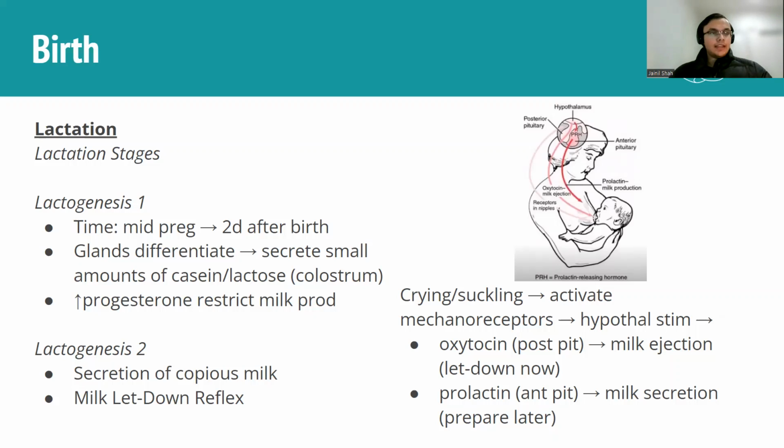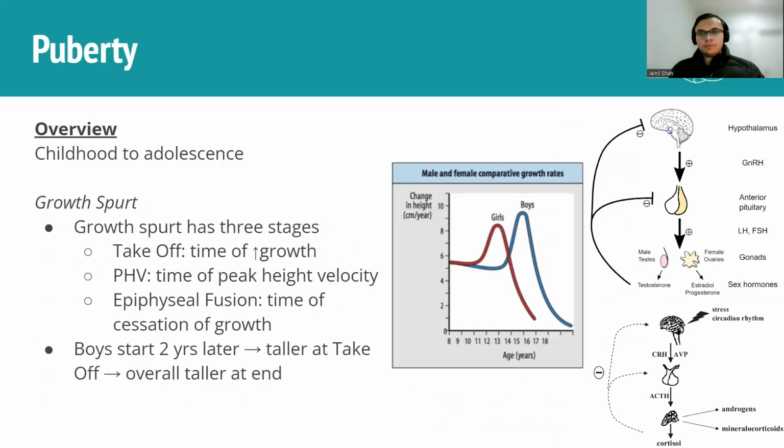And you have the milk letdown reflex, which is when the baby sucks on the nipple, mechanoreceptors activate oxytocin from the posterior pituitary and prolactin from the anterior pituitary. And as a result, the oxytocin will induce milk ejection, so the actual letdown of the milk for the feeding baby, whereas the prolactin from the anterior pituitary is going to cause milk secretion that prepares milk additionally for future feedings as well. So have an idea of how that works roughly as well.